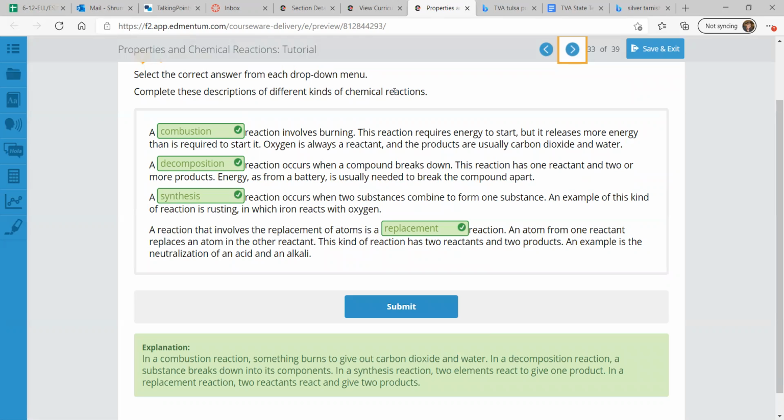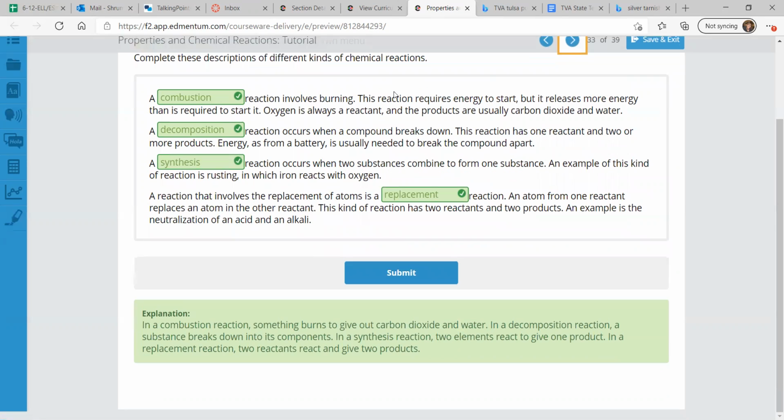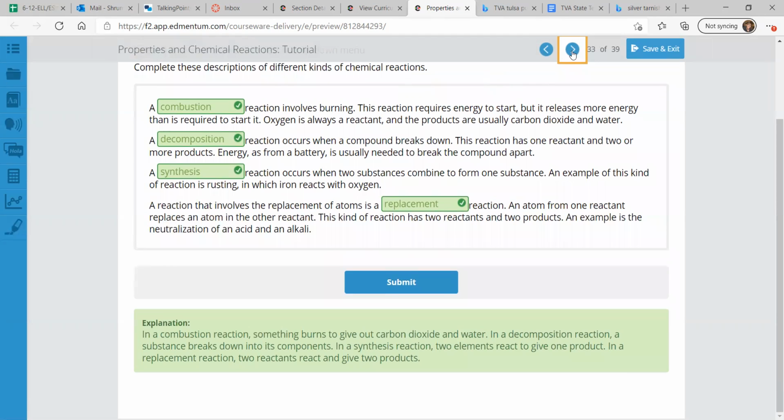A reaction that involves the replacement of atoms is a replacement. It makes sense, the naming convention there. An atom from one reactant replaces an atom in the other reactant. Things are switching places. This kind of reaction has two reactants and two products. An example of that is neutralization of an acid with an alkali. Cool.